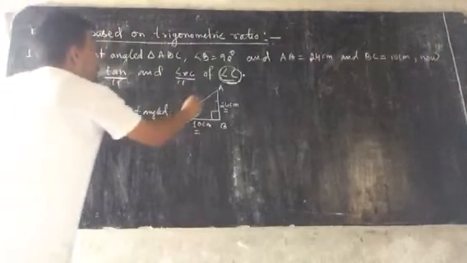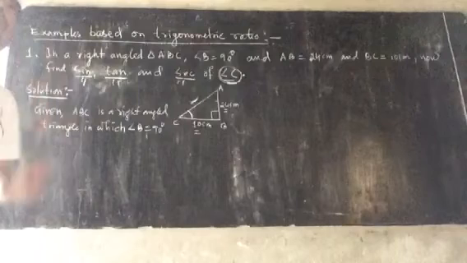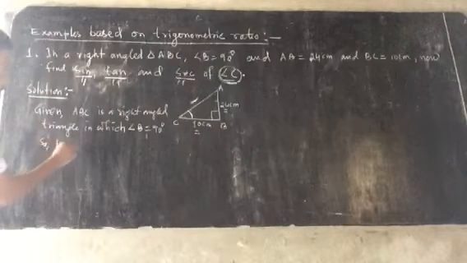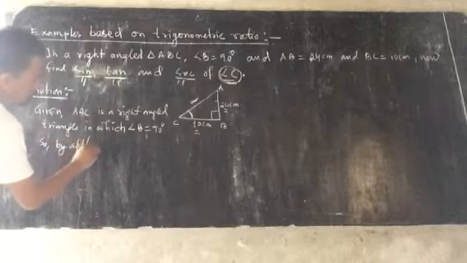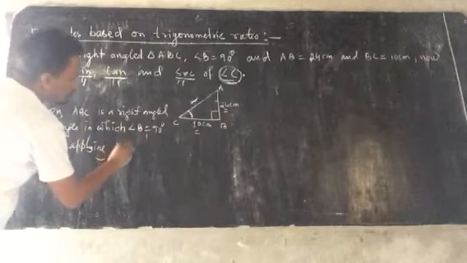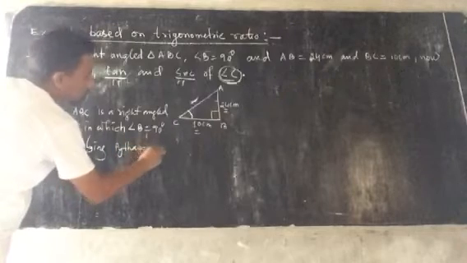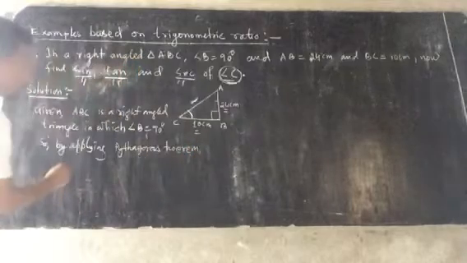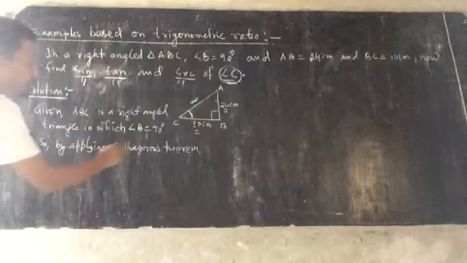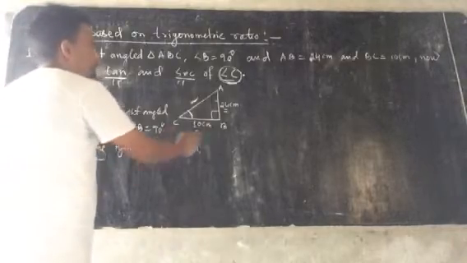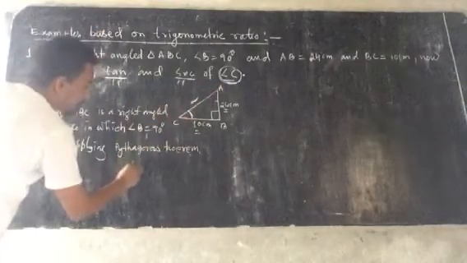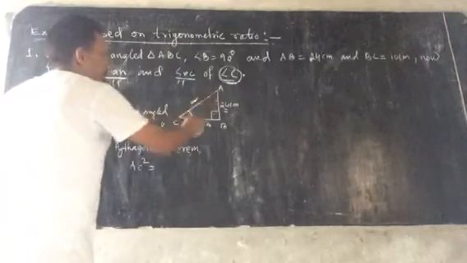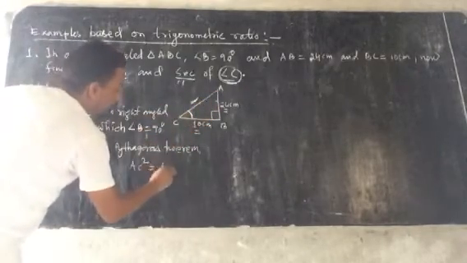To find the third side in a right angle triangle, we always apply the Pythagoras theorem. According to the Pythagoras theorem, the square of the hypotenuse, and AC is the hypotenuse, is always equal to the sum of the squares of the other two sides.